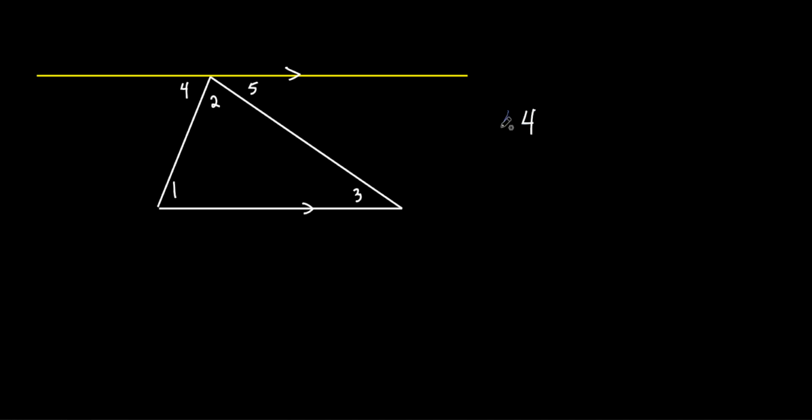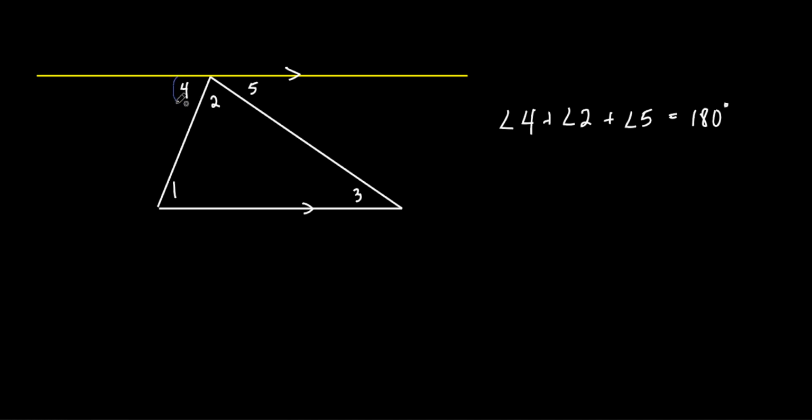So I could write angle 4 plus angle 2 plus angle 5. Now, you know this already. You knew this before. You know that these three angles add up to make a straight line, which means they must be 180 degrees. What am I trying to show? I'm trying to show that angle 1, 2, and 3 add up to 180 degrees. All right, well, let's see what we're going to do.